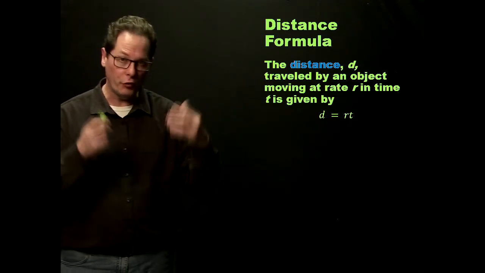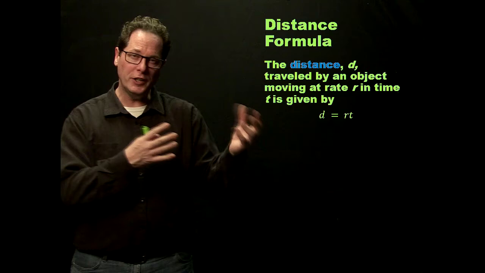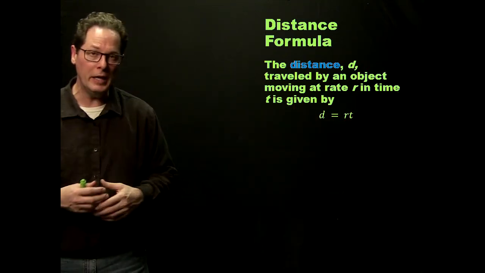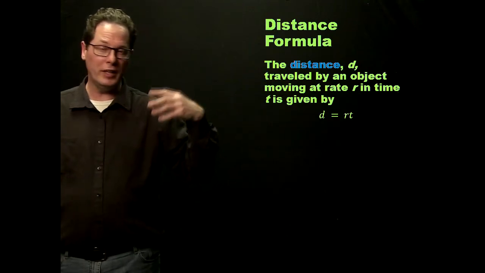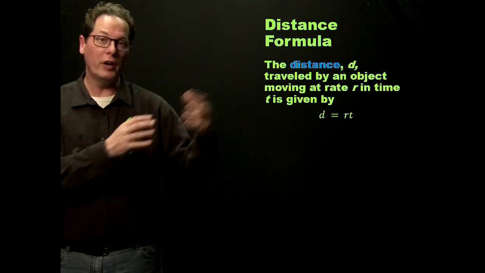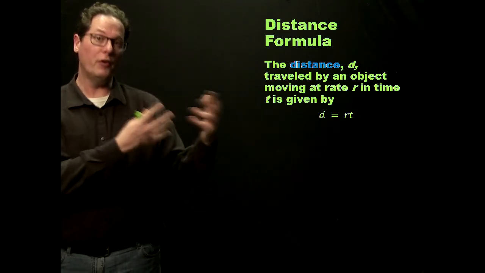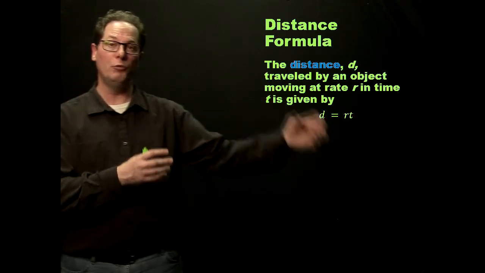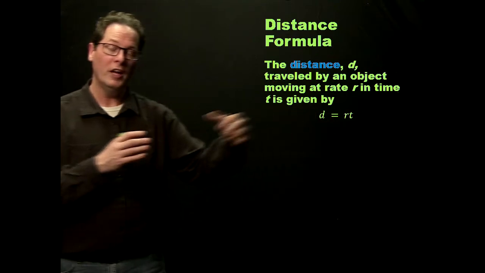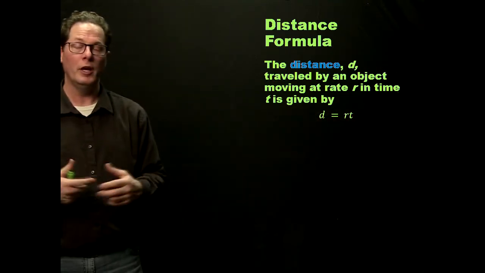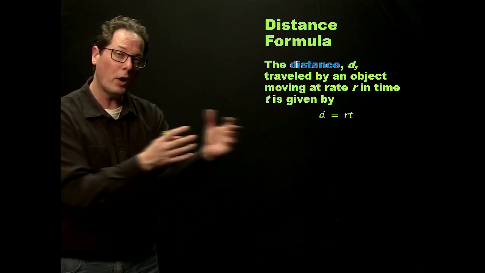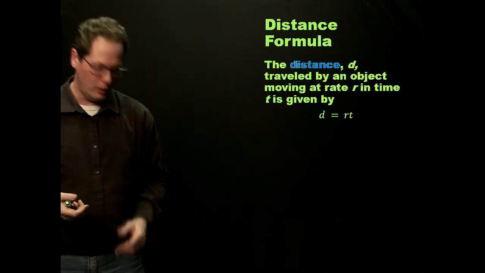The distance d, traveled by an object, is a function of how fast it's going times how long it goes at that speed. For example, if you're driving at 60 miles per hour and you drive for 2 hours, how far do you go? Well, your distance is your rate, which is 60 miles per hour, times your time, which is 2 hours, which is 120 miles. So if you're traveling at 60 miles per hour and you travel for 2 hours, you take the product between the two numbers to get your distance.